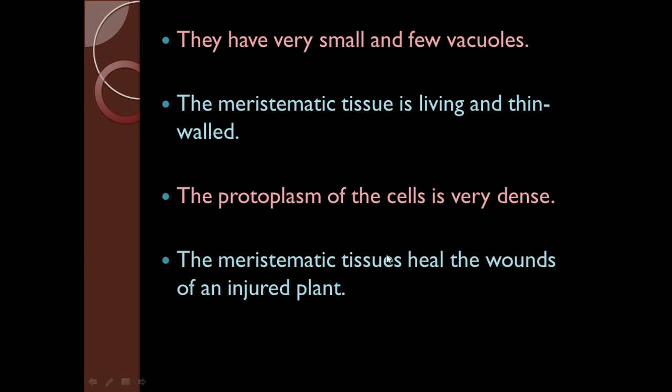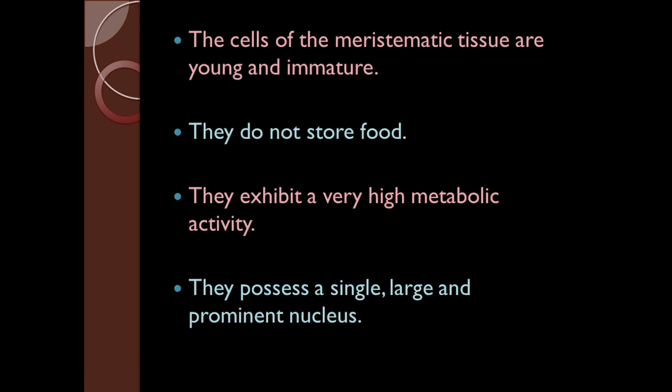The meristematic tissues heal the wounds of an injured plant. If the plant gets injured, then it is healed or repaired with the help of the meristematic tissues. The cells of the meristematic tissues are young and immature. They do not store food. They are very active. They exhibit a very high metabolic activity.